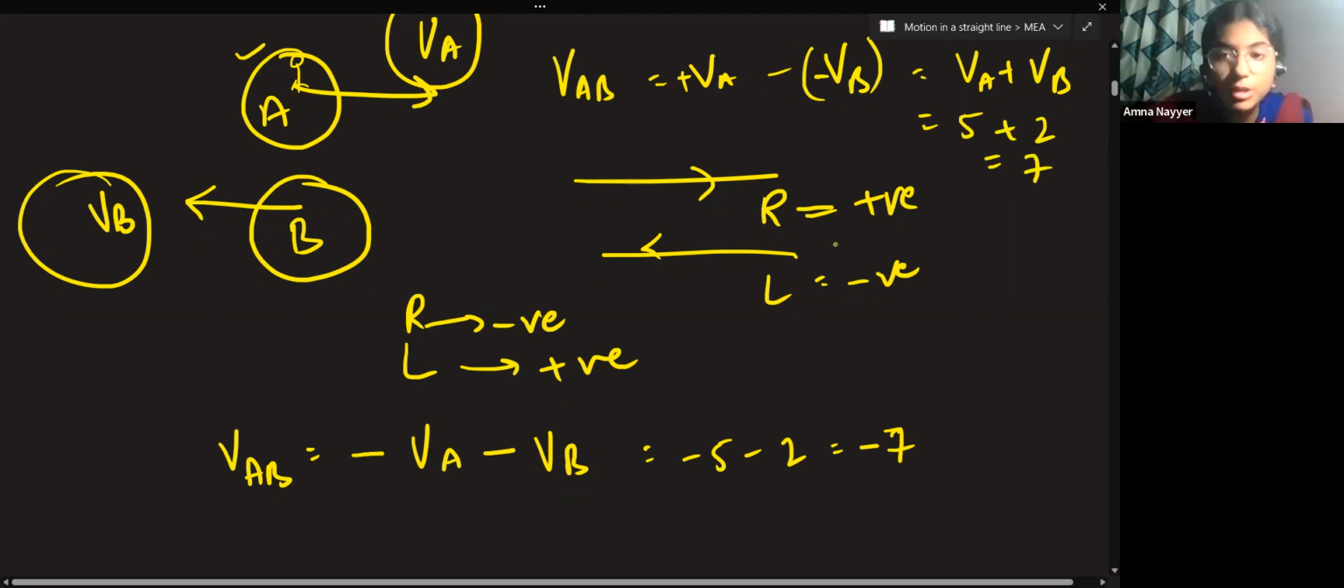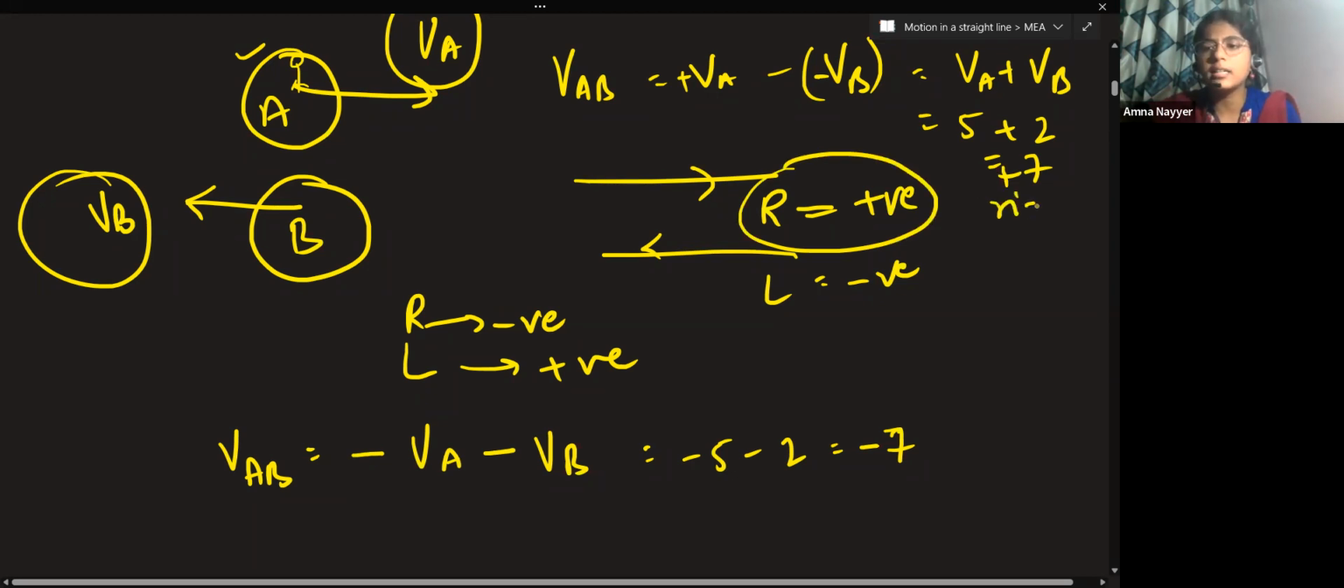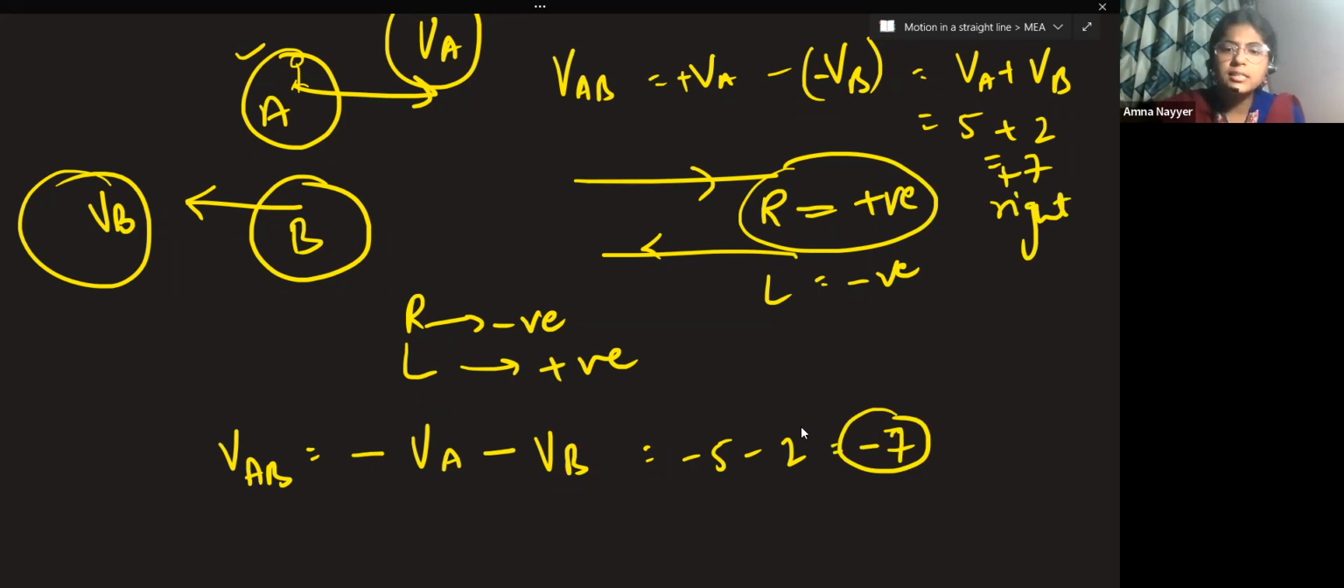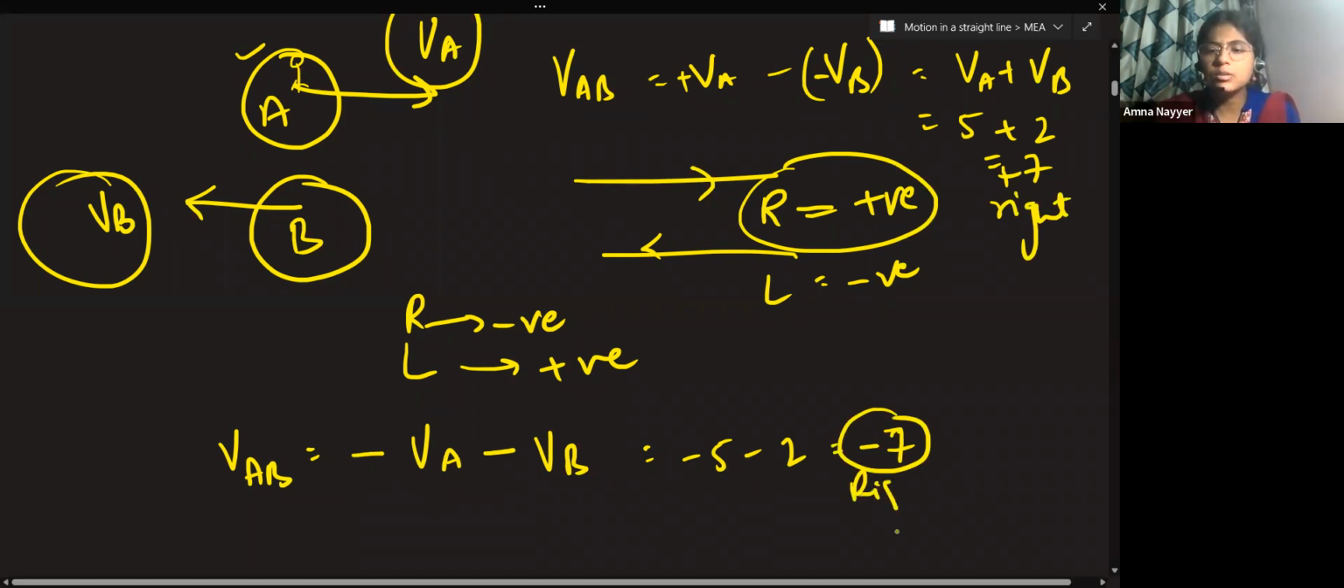Now, how to say which answer is right, which answer is wrong? Both are right. Here plus is for right, so the net direction is towards right. Here the answer is negative, and here right is negative. It means this is towards right. Did you get it? In all the cases, you are getting the same answer. So sign convention is totally up to you.